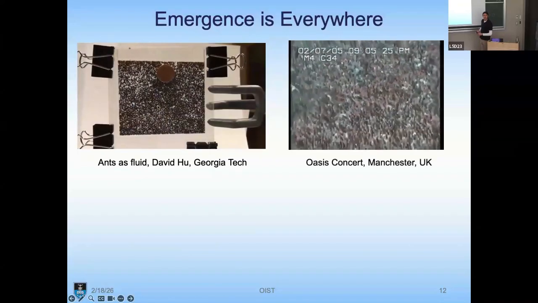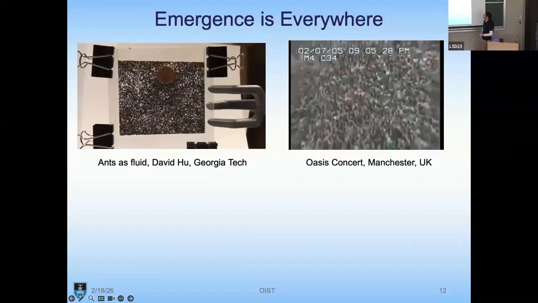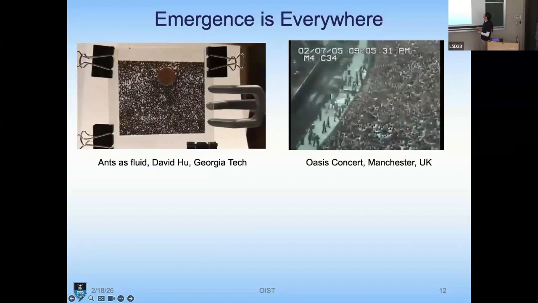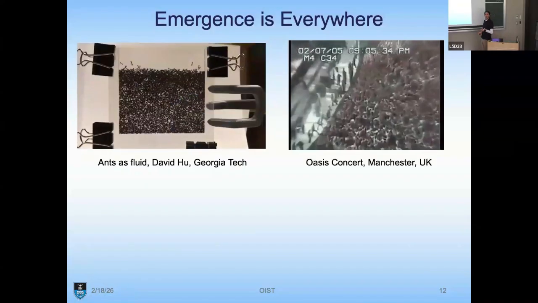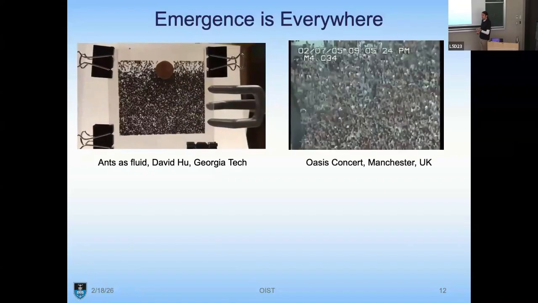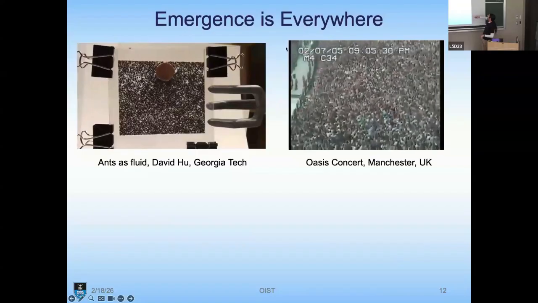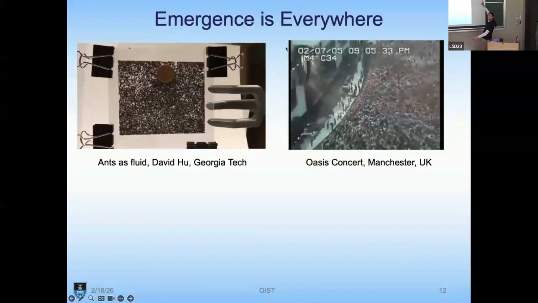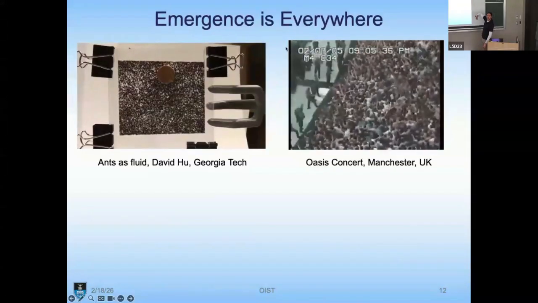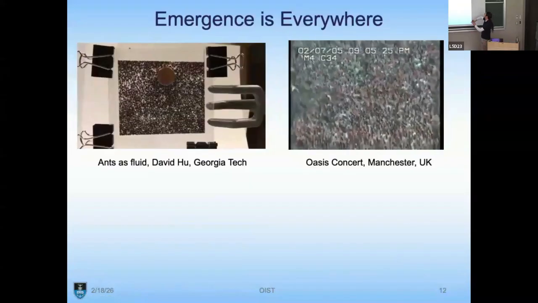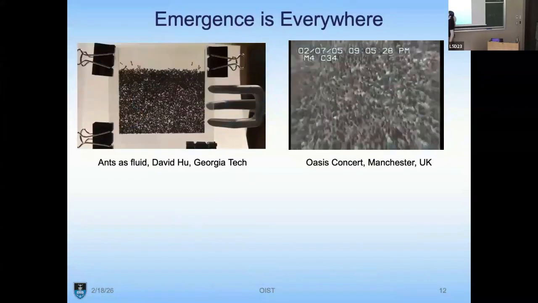We like to think of ourselves as individuals, individual snowflakes, perfect little things. But you put a lot of us together, a lot of humans together, we start to develop collective behavior. So here's an Oasis concert in the UK, and you can see a wave propagating amongst the humans. So a wave through the human medium. You see this wave propagating.